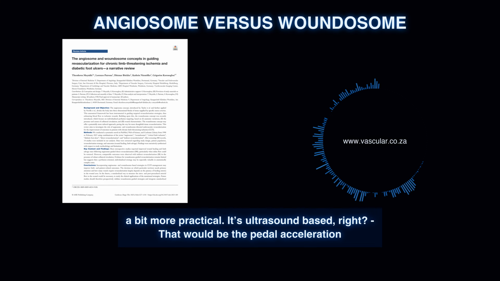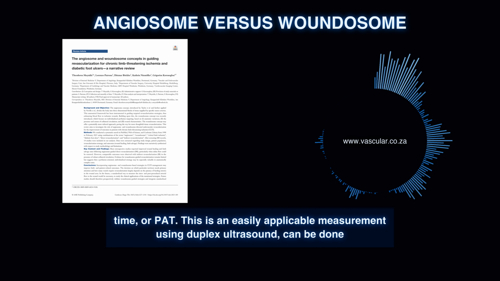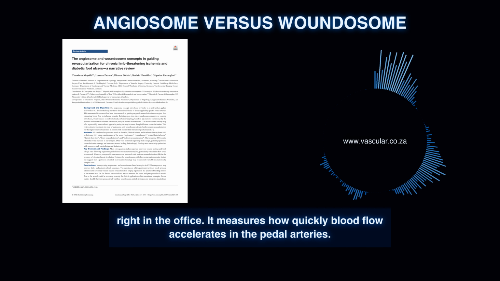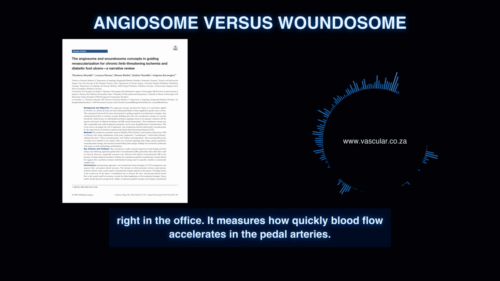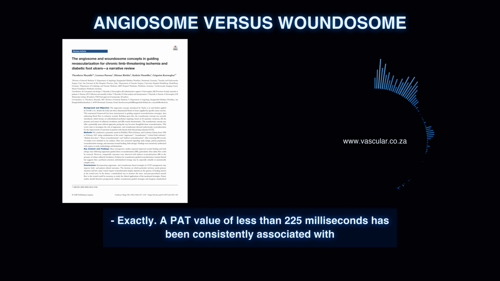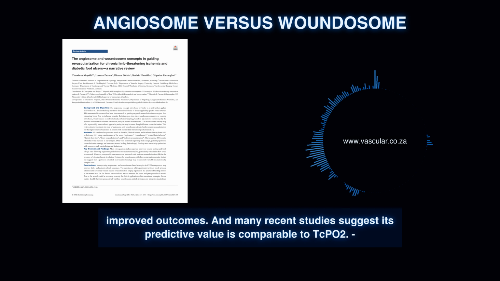It's ultrasound-based, right? That would be the pedal acceleration time, or PAT. This is an easily applicable measurement using duplex ultrasound. It can be done right in the office. It measures how quickly blood flow accelerates in the pedal arteries. So a slow time means sluggish flow, and a fast time means restored flow. Exactly. A PAT value of less than 225 milliseconds has been consistently associated with improved outcomes, and many recent studies suggest its predictive value is comparable to TCPO2.